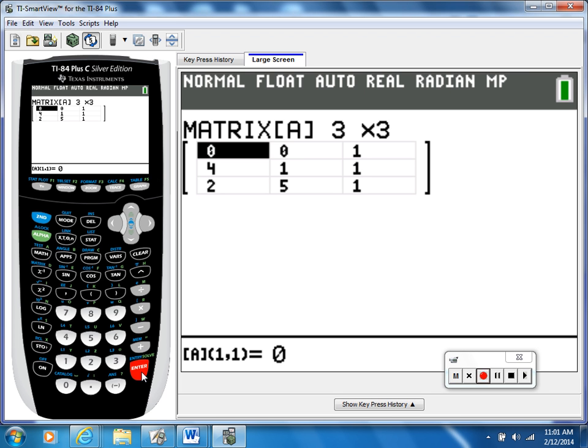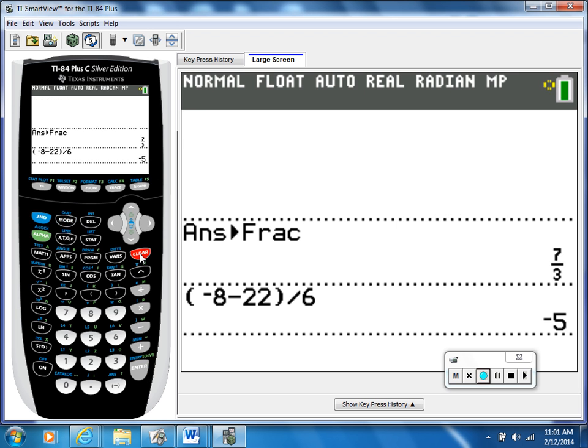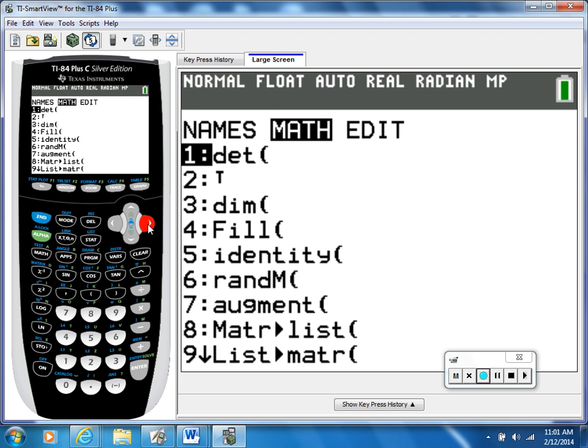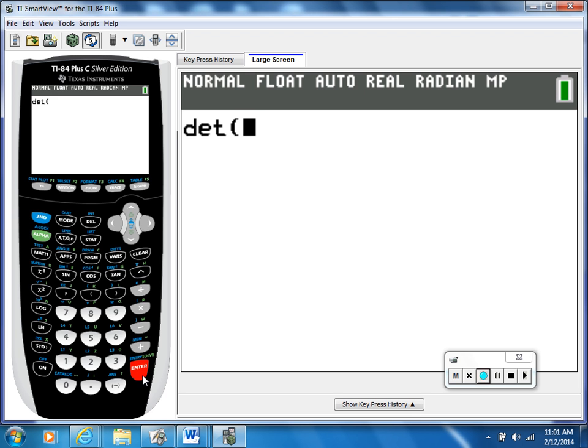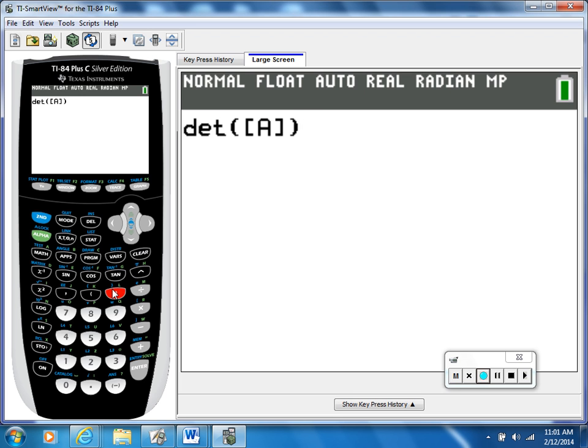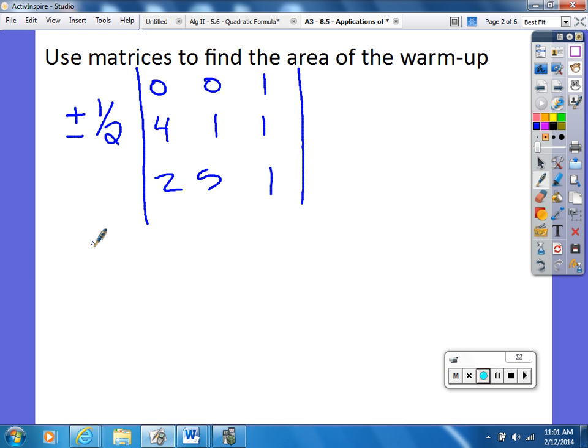So I answered my matrices. Everybody okay there? Now, let's get out of there. Go to matrix again. Go over to math. And we're going to use the DET, determinant. Call up your matrix again. Letter A. And we get 18. Okay? So I need to then take 1/2 of 18, which is 9.